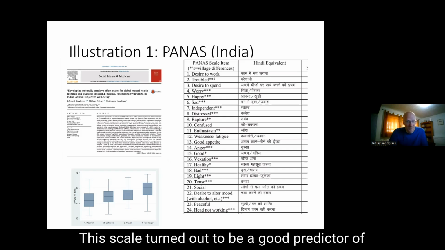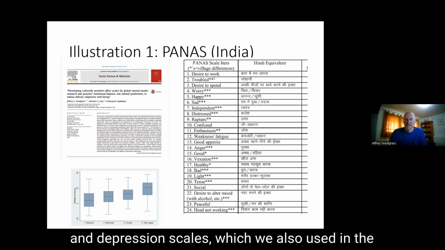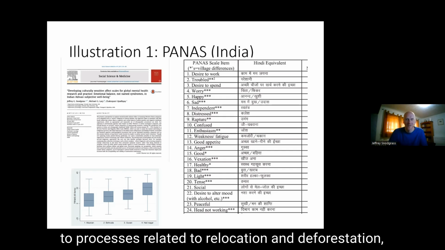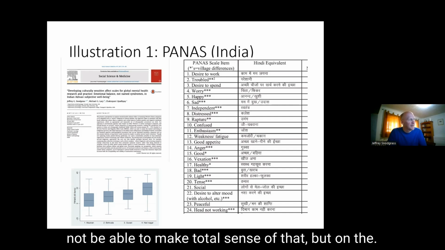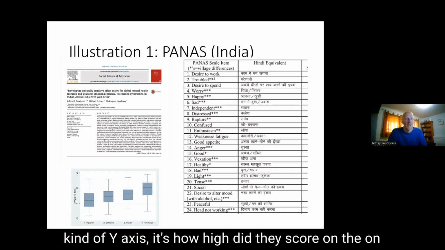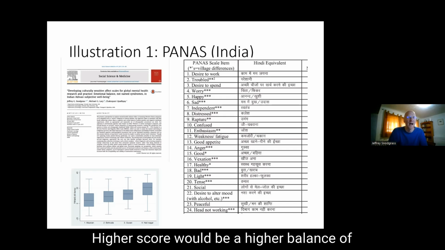This scale turned out to be a good predictor of psychosocial outcomes, better than standard anxiety and depression scales, which we also used in the field, for example, responding in more sensitive ways to processes related to relocation and deforestation, as shown in the lower left in this slide. You might not be able to make total sense of that, but on the x-axis down there, those are 4 villages. And then on the y-axis, it's how high did they score on the positive compared to negative kinds of emotions. A higher score would be a higher balance of positive compared to negative emotions.